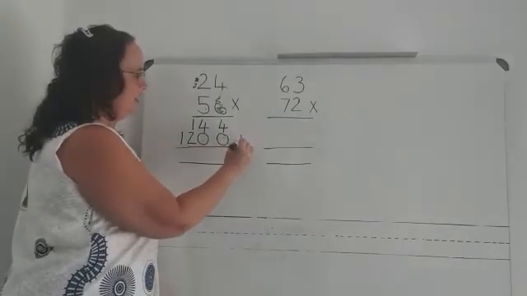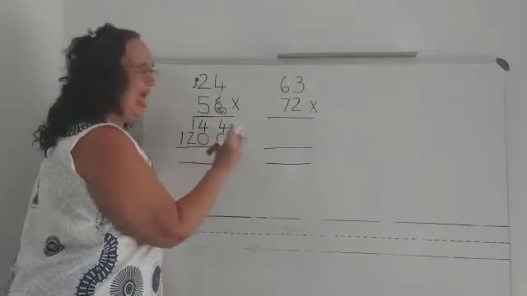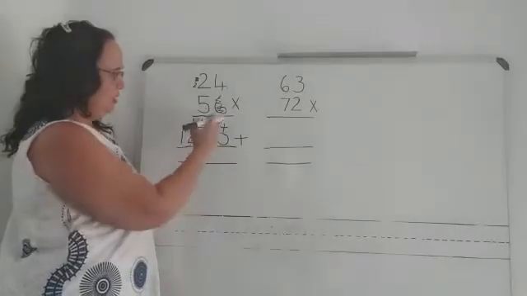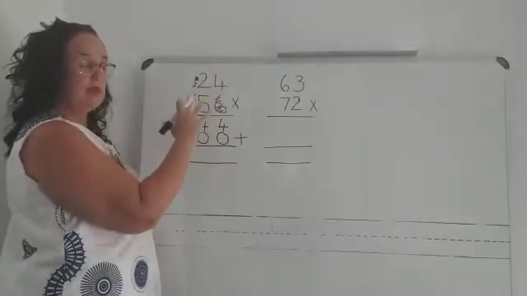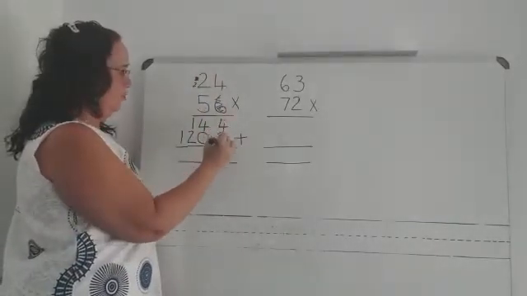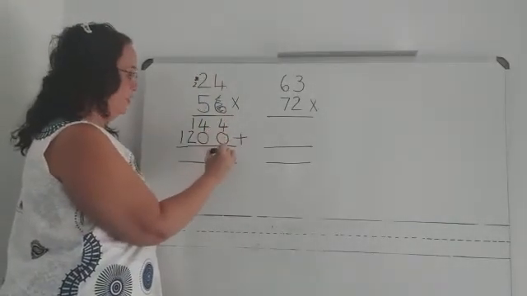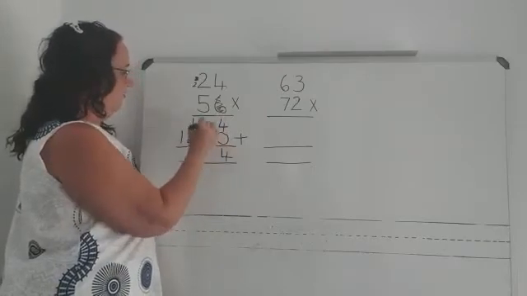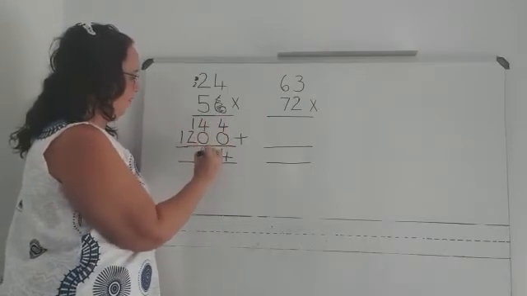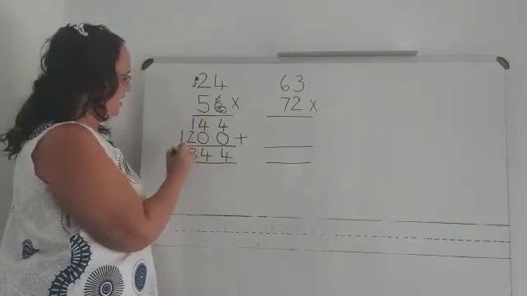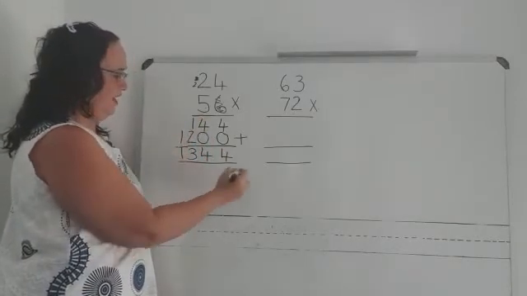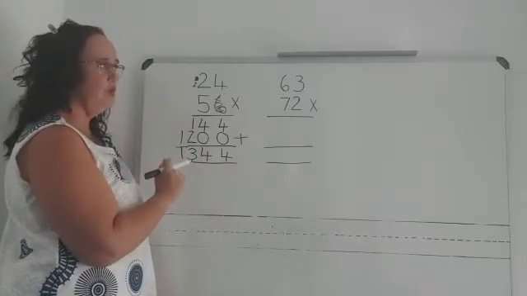Right, now what you have to do next is you have to add these two numbers to get your answer for the multiplication sums that you have done. So 4 plus 0 is 4. 4 plus 0 is 4. 1 plus 2 is 3. And 1 plus nothing else is 1. So your final answer is 1,344.